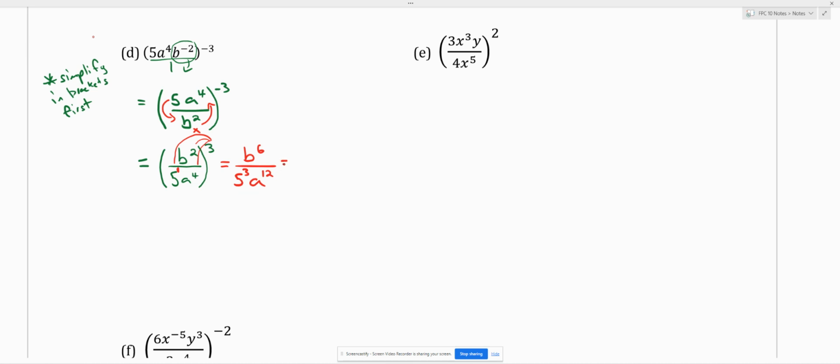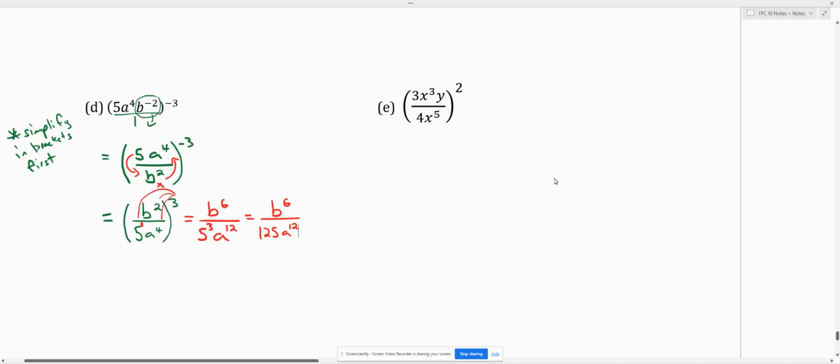One last step here is we're going to evaluate that 5 to the 3. So I still have b to the 6 up top. 5 to the 3 is 125, and a to the 12. We have nothing else we can combine. B and a are different bases. We have 125 on the bottom. We are done. No negative exponents.